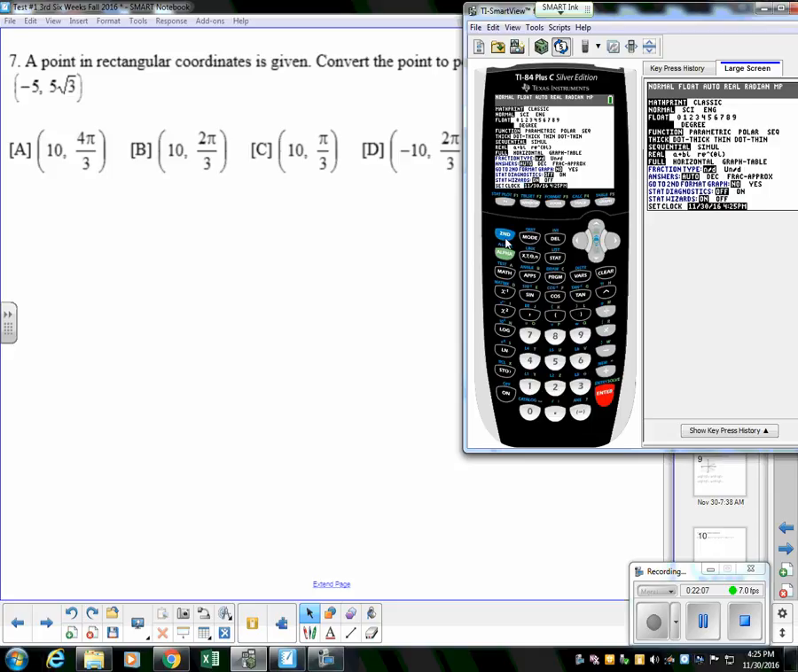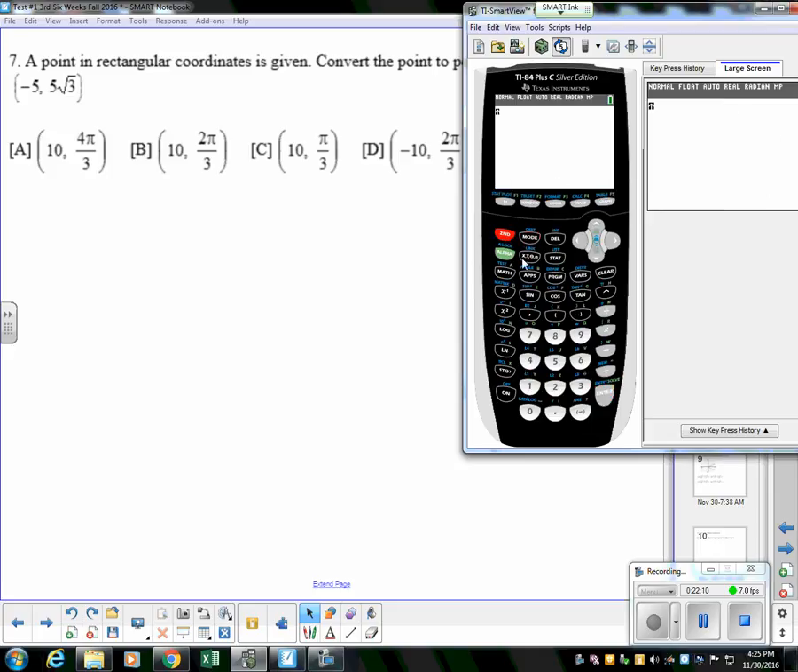Then I'm going to hit second apps, and I want to go from rectangular to polar R. So I'm going to go down, enter, and put in my point, -5, comma, 5 square root of 3. And that gives me a polar R of 10. Unfortunately, that might rule out D, maybe, but really it doesn't rule out anything right now.